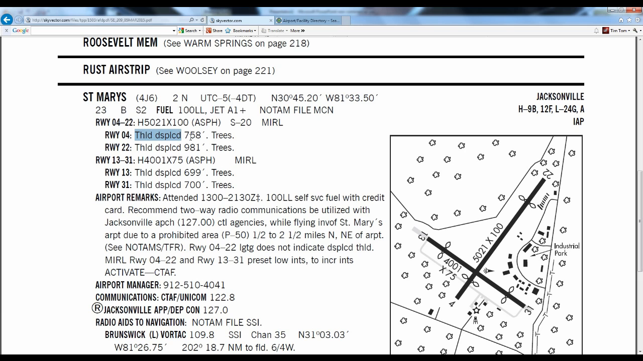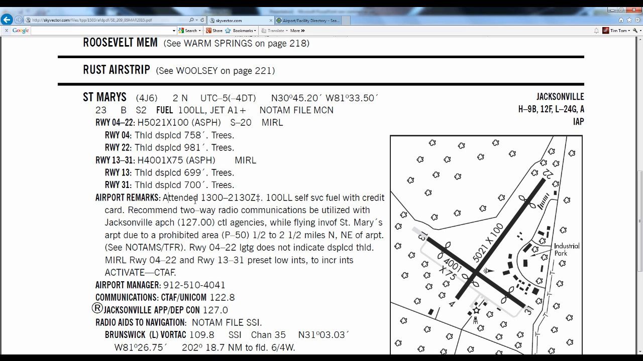Displaced threshold, 758 feet. Reason, trees. And that means there's a displaced threshold on the runway, as indicated by the squiggly fishtail mark right here. And the same for the other runway. If they list a displaced threshold, they'll say the feet of the displaced threshold from the start of the runway, and the reason for the displaced threshold, trees.